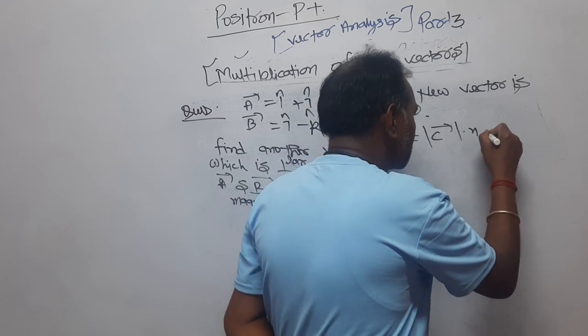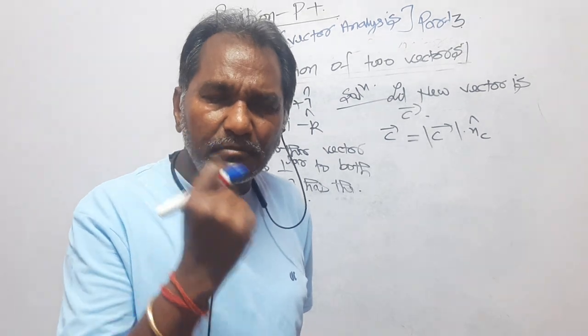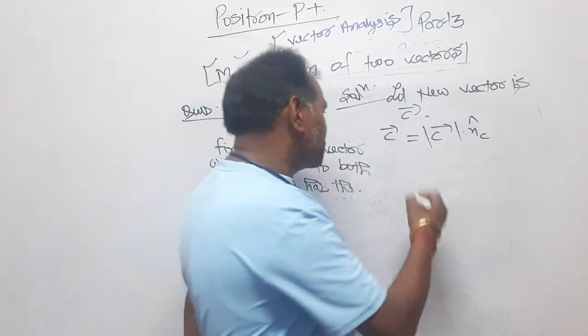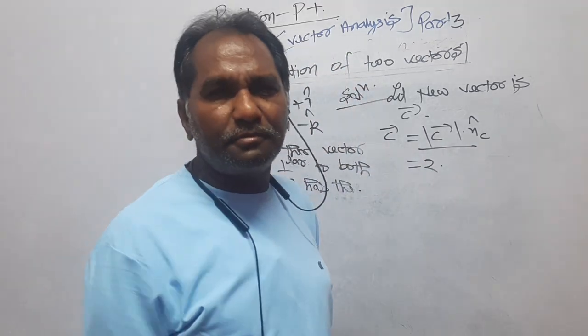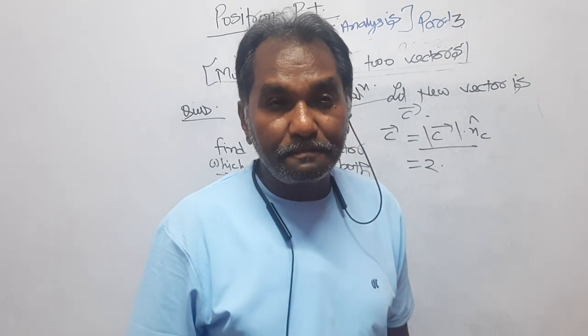Now, dear student, for vector C, I am writing its magnitude as mod of vector C and its direction as n cap. I have written separately the magnitude as well as the direction of vector C. Now it is saying the new vector has the magnitude 2, so nothing you have to do there. Now n cap is the unit vector of vector C.